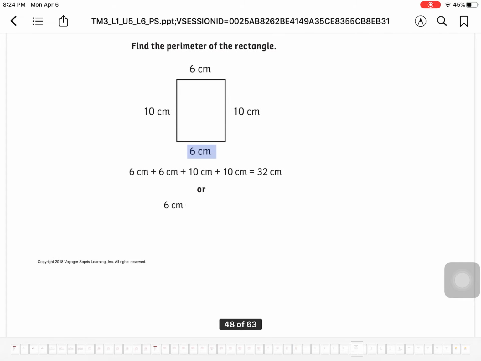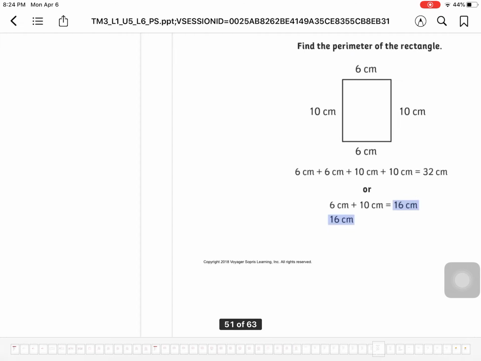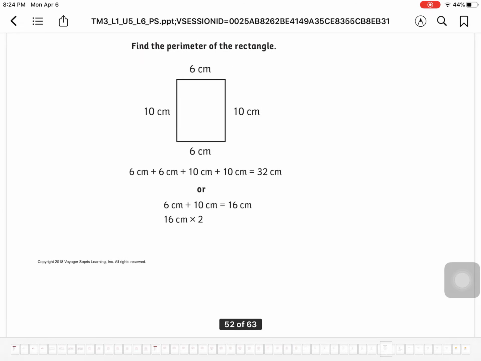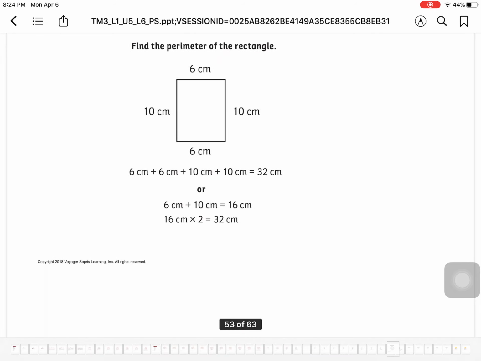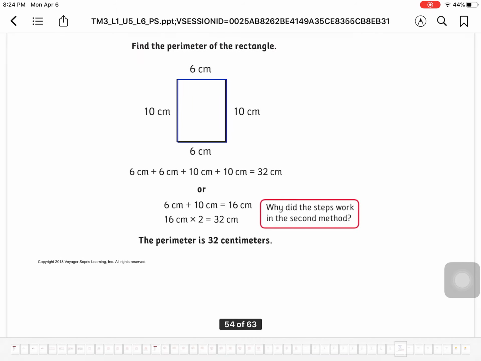The other thing you could do was take 6 plus 10 and get 16, and then take that 16 and multiply it by 2. Remember, you're taking this side and this side, adding them together, and then doubling it, which would be the same as adding this side and that side as well. Either way, the answer is still going to be 32 centimeters.